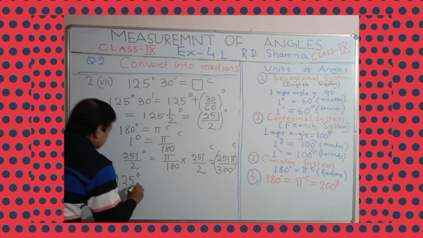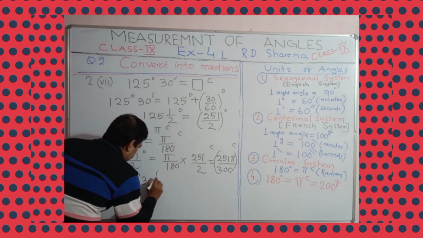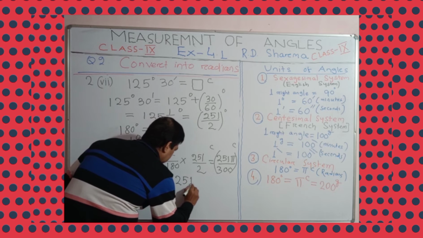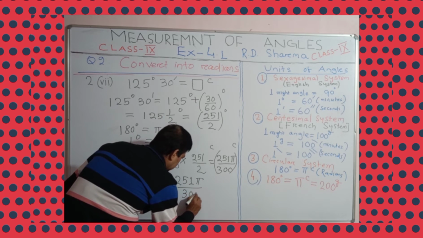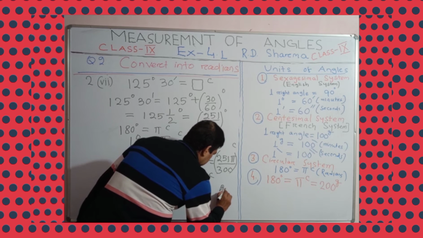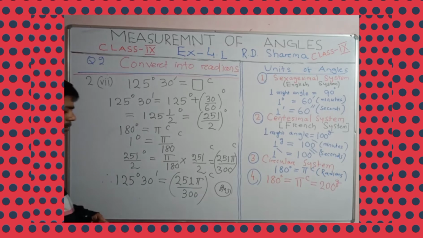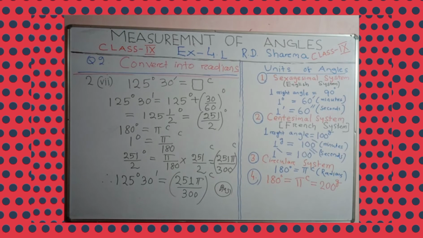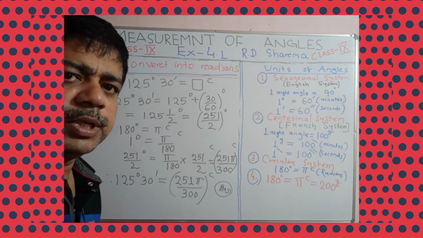Yes, it means we got 125 degree and 30 minute is equal to 251 pi divided by 300 radian. Is it clear? Okay, understand? Okay, note down. Okay, noted.